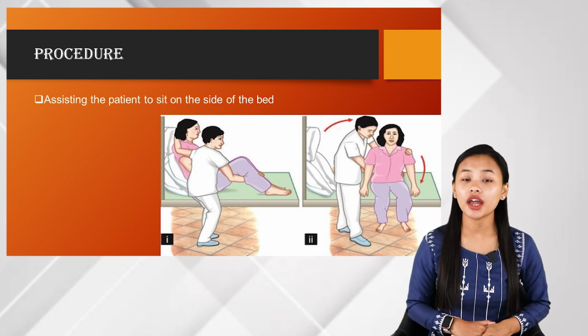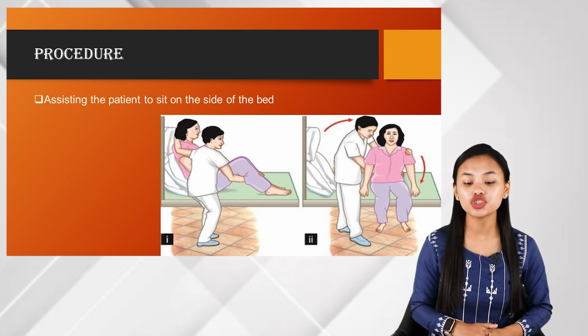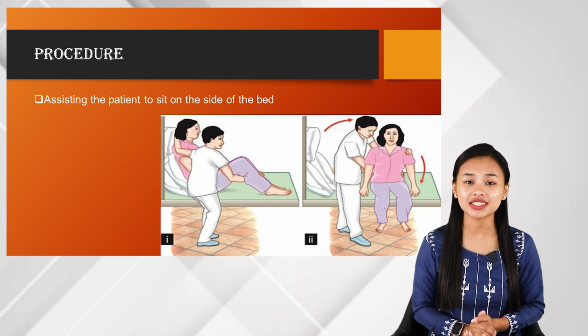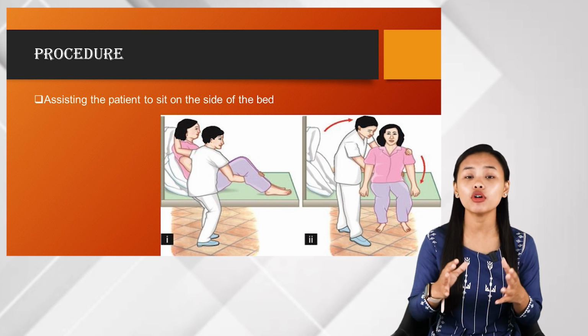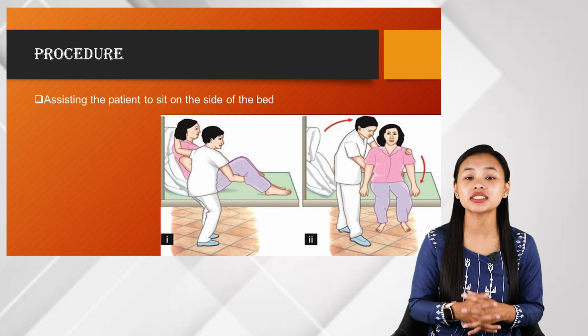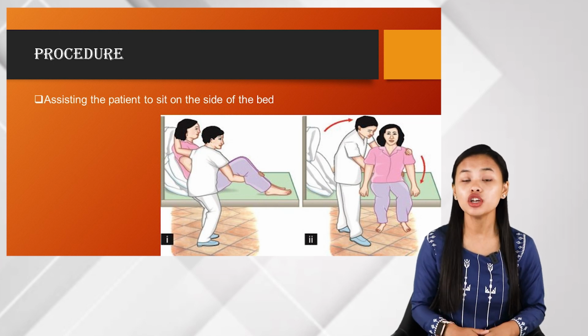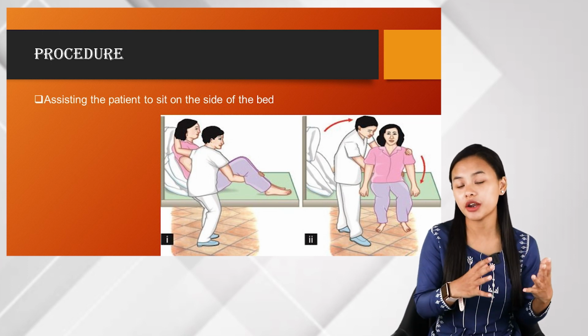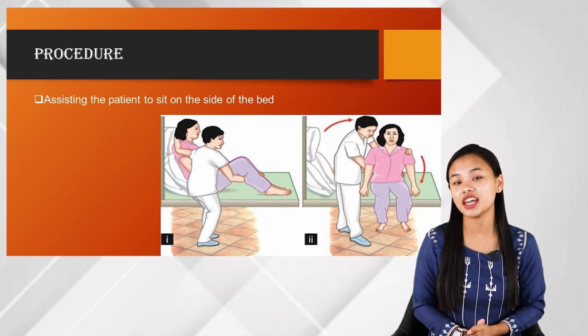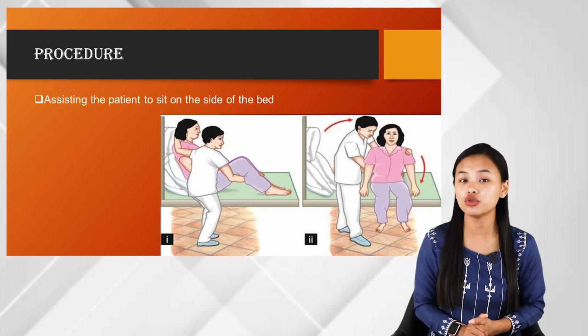Raise their arm and trunk, and here you must also assist the patient to place both their arms extended with their palms supporting on the mattress as well as their feet on the floor in order to maintain a sitting position. So whenever you are assisting the patient from the supine position to sitting at the edge of the bed, this is what you must do.